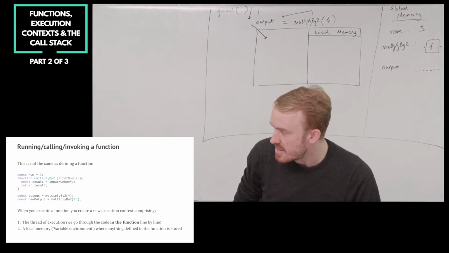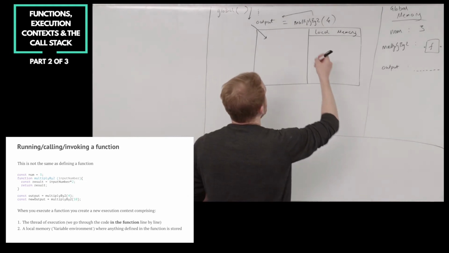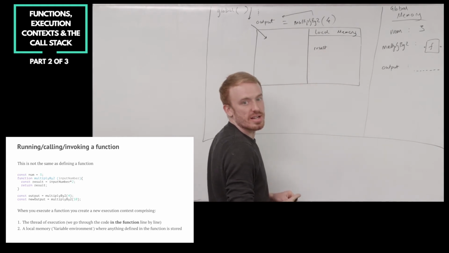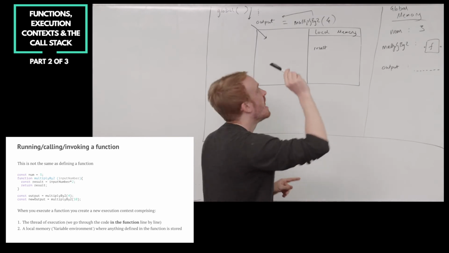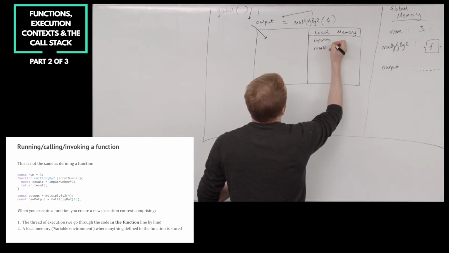So what is the first thing that we're going to do inside that multiply by 2 function, Skylar? So you're going to declare a variable result? That's the second thing we're going to do, definitely. What's the first thing we're going to do, Skylar? You're going to actually set input number to 4. Input number to 4. So input number is our what, Lewis?